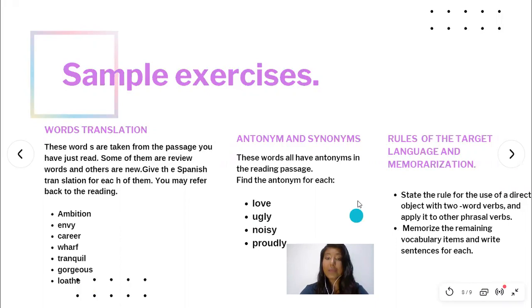So, as a matter of fact, this kind of exercise about antonyms, synonyms and cognates is very useful when you are translating between two different languages that share some words in common. For example, English and Spanish.